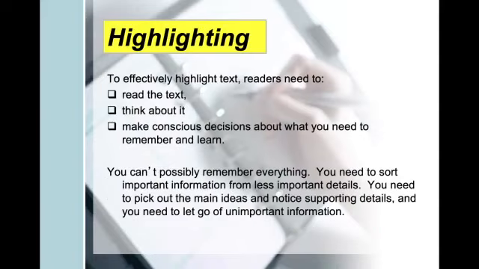And that's highlighting. Now, to effectively highlight text, you need to be able to read through the text and think about it as you're reading through it, because we need to make conscious decisions about what we need to remember and learn. Since you can't possibly remember everything, you're going to need to sort through the important information. And once you do that, you're going to be picking out main ideas, and those are the things you want to highlight. It's nice to notice the supporting details, but you need to let those go. You don't want to highlight everything.